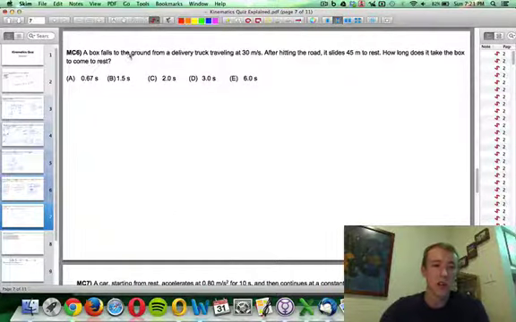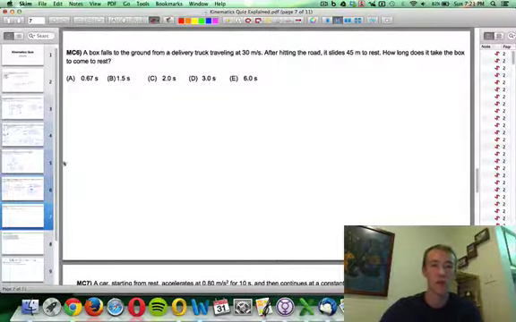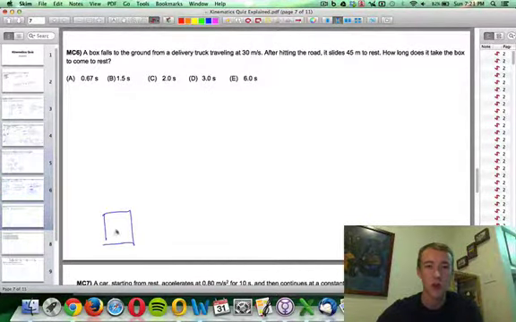So it says a box falls to the ground from a delivery truck traveling at 30 meters per second. After hitting the road, it slides 45 meters to a rest. How long does it take the box to come to a rest? And the last problem, I started out by listing the things I knew and what I was looking for. I'm going to do that here too, but I might draw a picture first if I really wanted to. So maybe this is at the beginning. This box hits the ground, and the box is traveling at 30 meters per second.